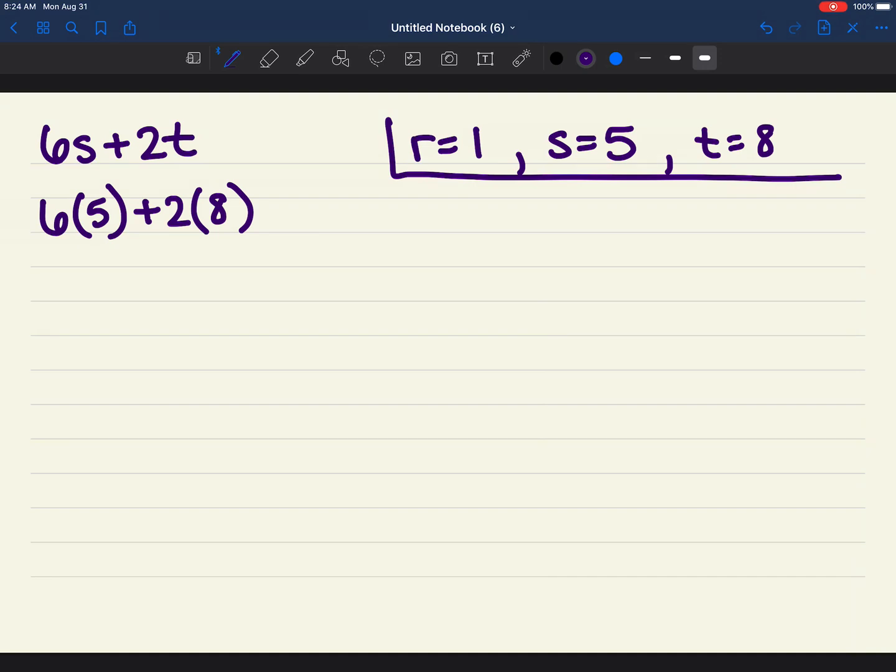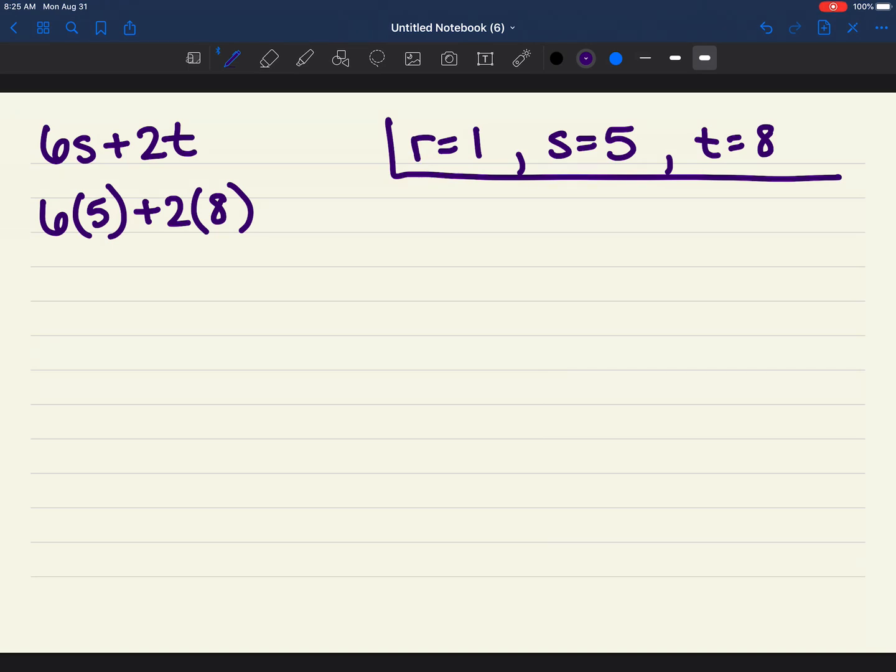All right, notice I just put those in parentheses because when you replace a variable with a number, would it make sense for me to not put the parentheses there? What's it going to look like if I don't put parentheses? 65. 65 plus 28, and I don't want to do that, right? So make sure when you replace those variables with a number, you put them in parentheses, okay?